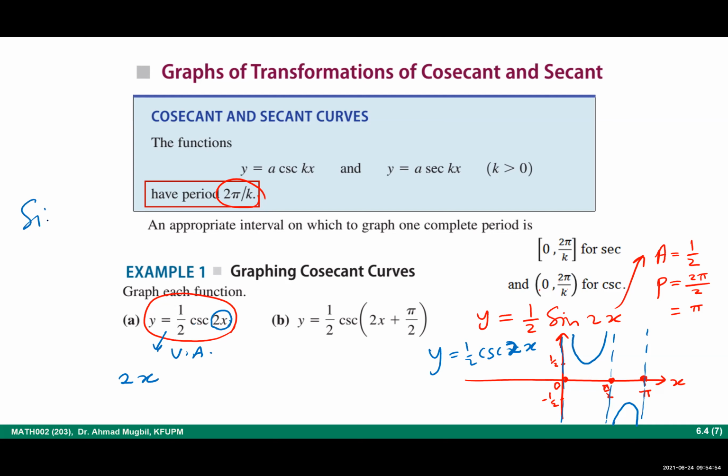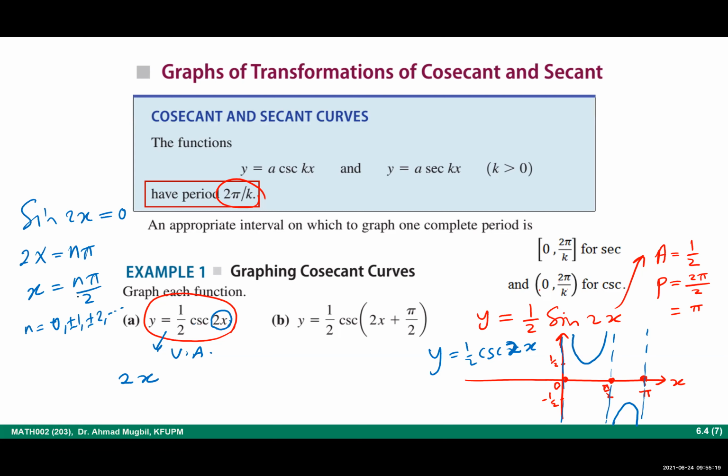Sine 2x is 0 if 2x equals what? n pi. What does n pi mean? 0 pi, 1 pi, 2 pi, 3 pi, 4 pi, and so on. Solve it for x, ya Shabab. Divide by 2, it will be n pi over 2. So now what is n? n is an integer. It is 0, positive or negative 1, positive or negative 2, and so on.